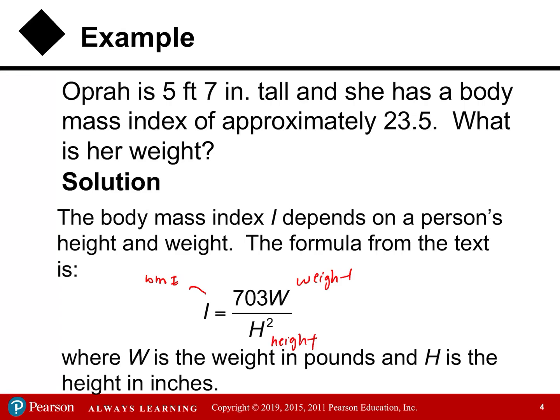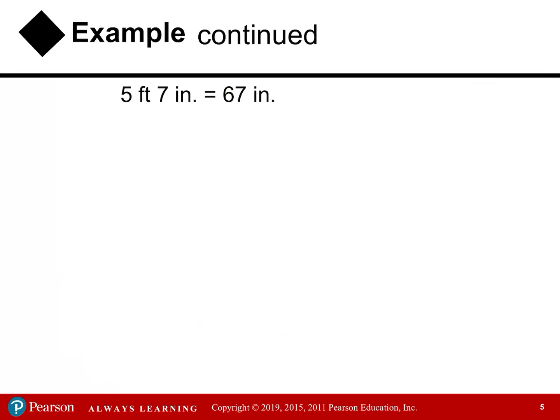All right, so we're told some piece of information. We're told the body mass index is 23.5. What letter is represented by that in the equation? So I would be that, right? 23.5 would be I. We're also given her height, and her height is H, but her height is in inches. Here we're given a mixture of feet and inches, so we have to do some work. All right, so we see that 5 feet 7 inches is 67 inches.